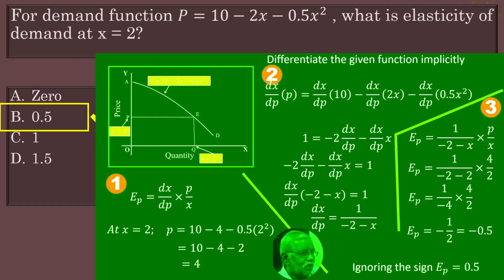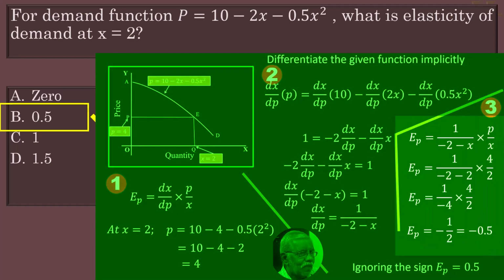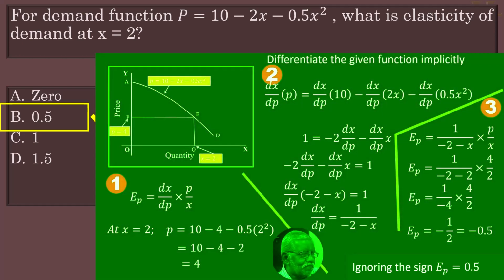Let us substitute these values in the formula. Elasticity equal to 1 by minus 2 times 4 by 2. Simplify this. Negative 0.5. We take only the absolute value. So, the elasticity of demand at x equal to 2 is 0.5. 0.5 is the correct answer.